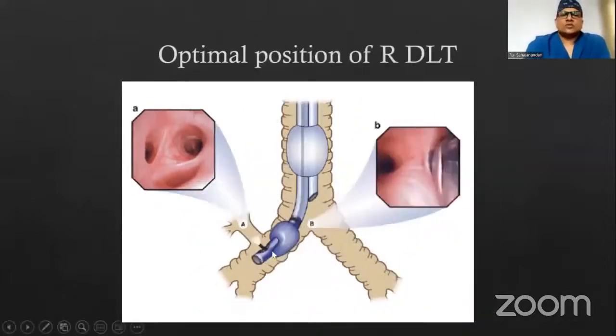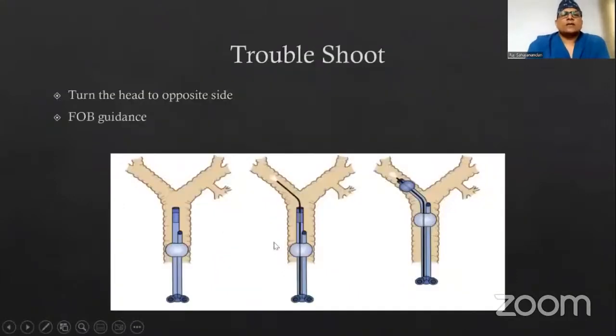Here we need to enter and make sure that this is aligned perfectly. If you have to troubleshoot, one option is to turn the head to the opposite side and advance. The other option is to pass a fiber optic and railroad, but you don't want to injure your delicate fiber optic.